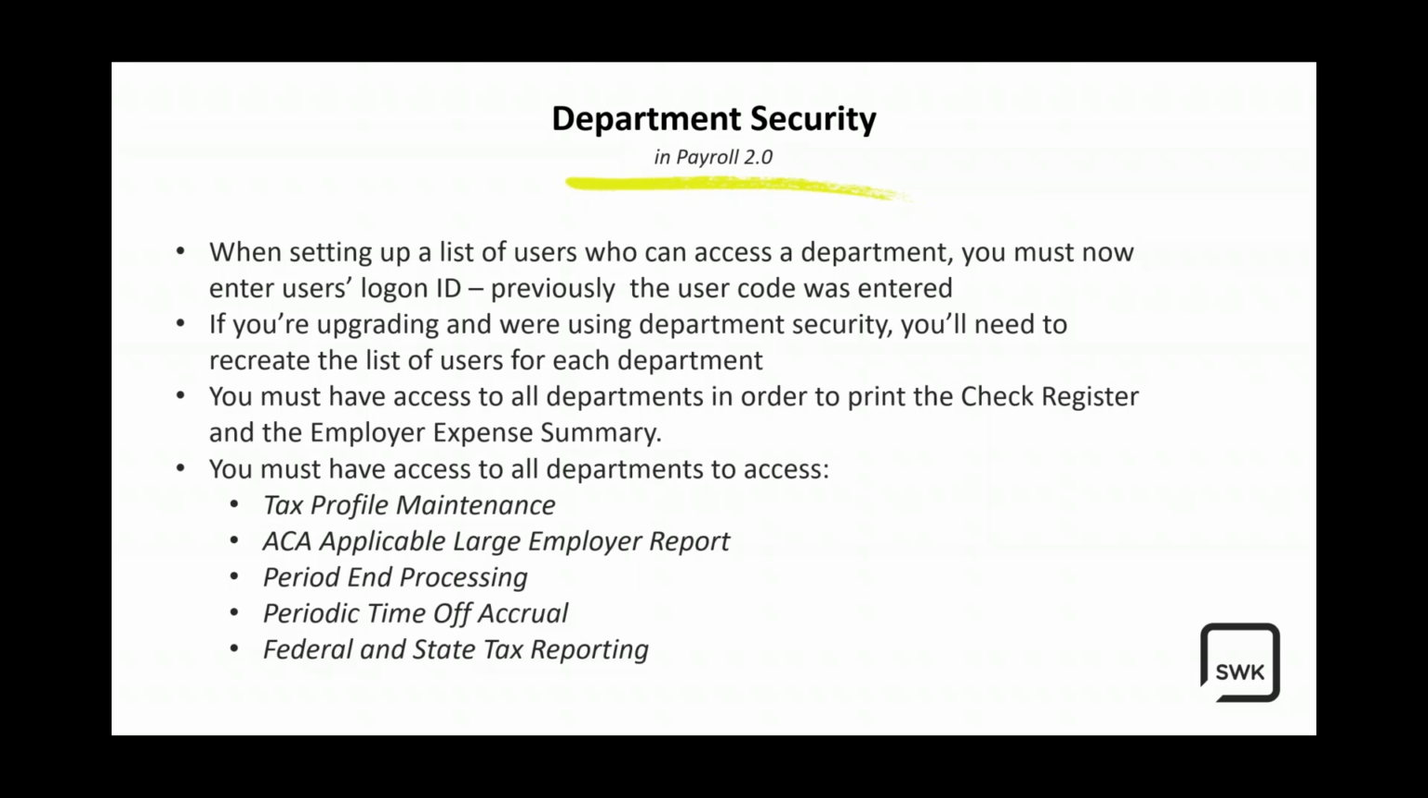Also, you have to have access to all departments to be able to print a check register or the employer expense summary. So if you have somebody in there that you've only given access to, maybe, department 4, and they try to print a check register, they're not going to be allowed to unless you've given them access to all departments. And same thing with some of these features below: tax profile maintenance, some of the ACA features, period end processing, time off accrual, federal, state, and tax reporting to be able to do your 941 or your W-2s. They will not have access to that unless you've given them rights to every single department in the company.